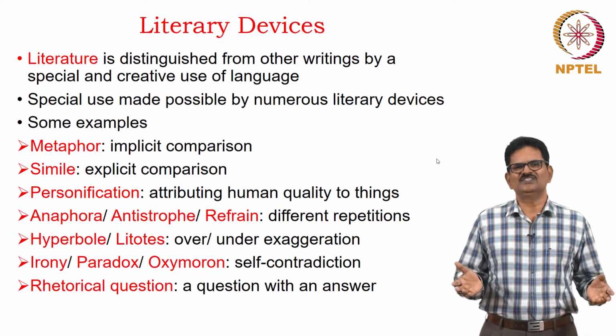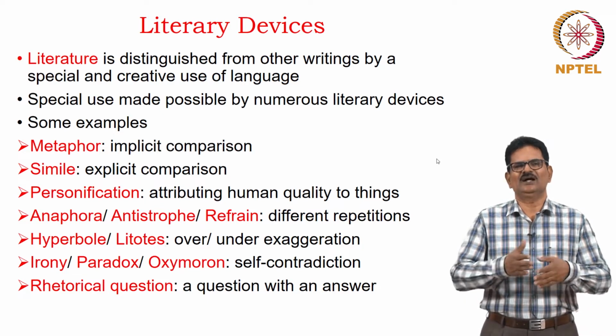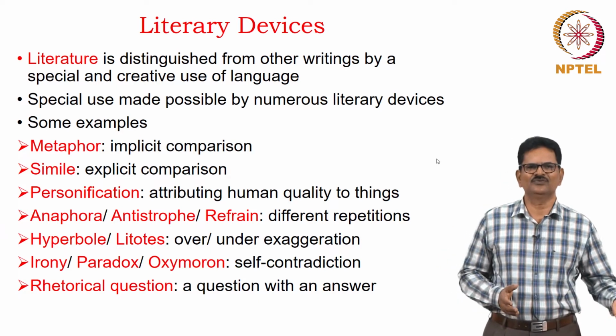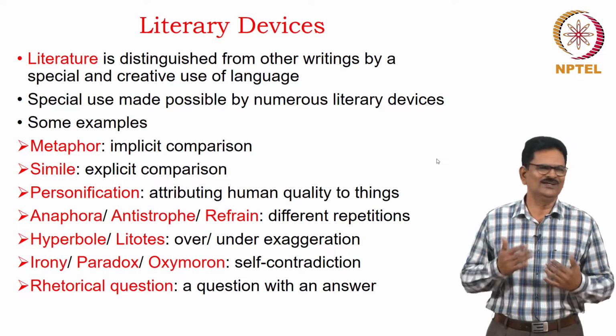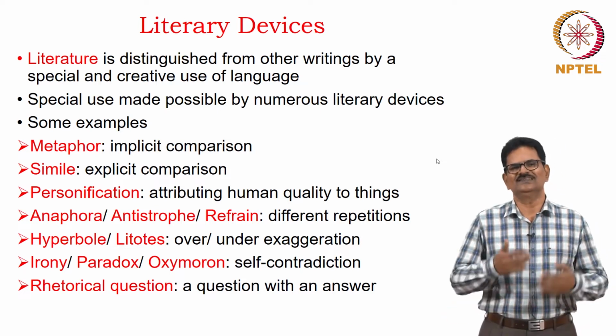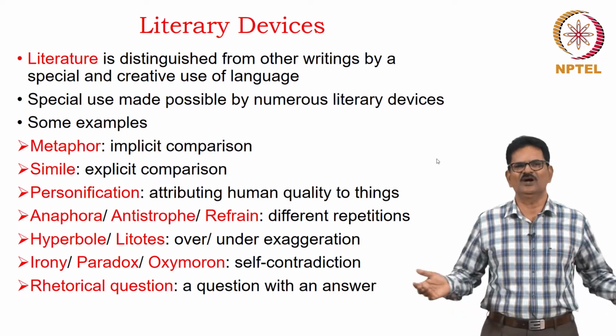Repetition is a common feature in literature, which is available in different forms, like anaphora at the beginning, antistrophe at the end of a line, and refrain. In any novel or drama or poetry, the same line can be repeated at any point of time.